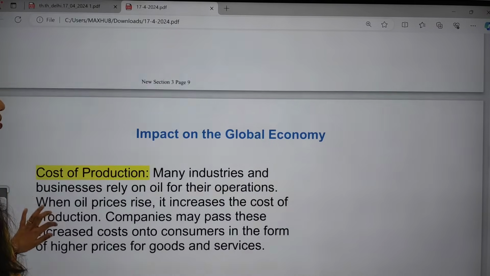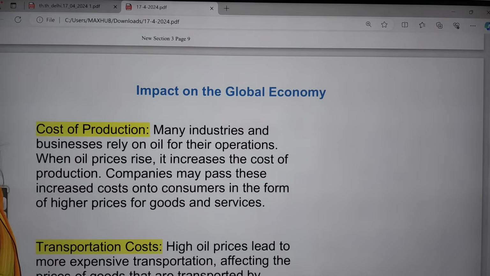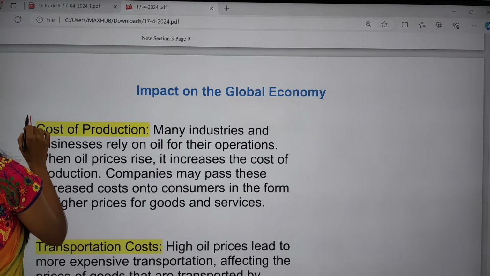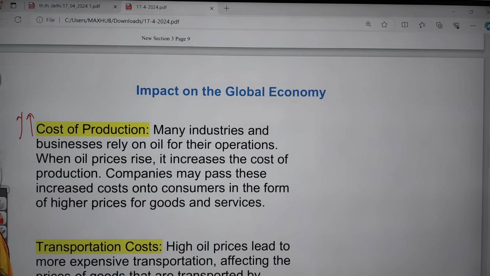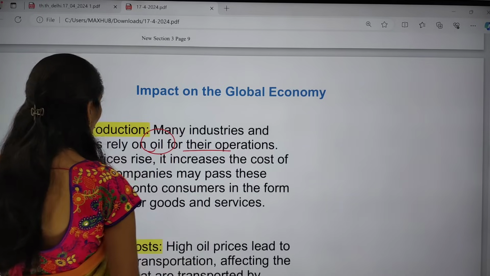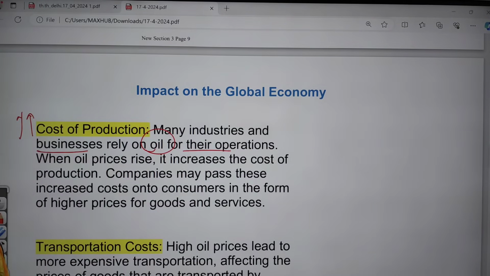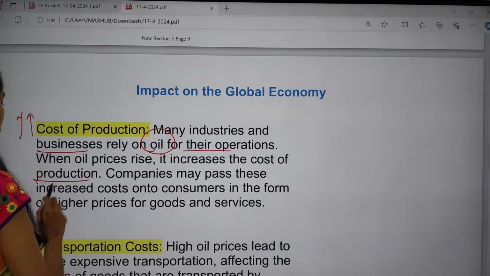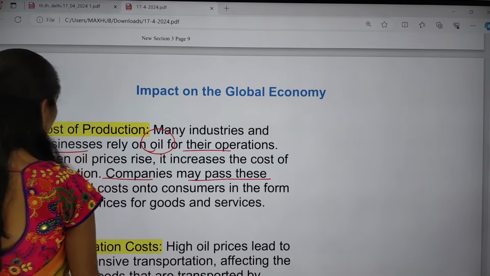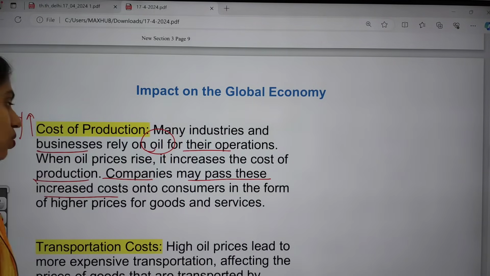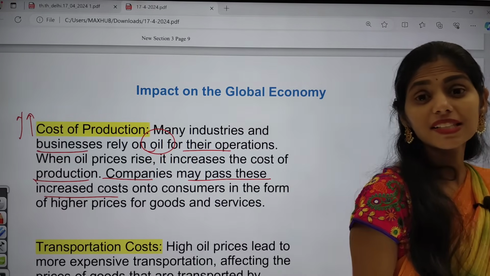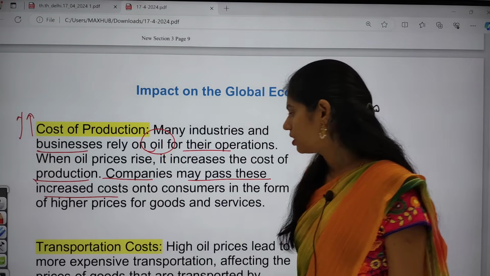And what is the impact on the global economy? Yes, there will be an impact for sure on the global economy. The first one here is increased cost of production. So many industries or factories, many businesses, rely on oil for their operations. So when oil price is increasing, automatically there will be increased cost of production, and companies may pass these increased costs to the customers, so that will also lead to increasing prices of goods and services in the market. This condition is called inflation.